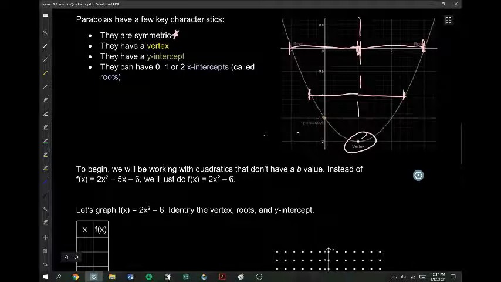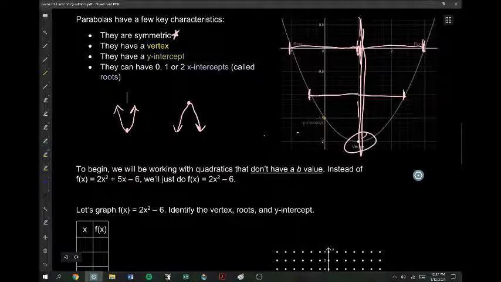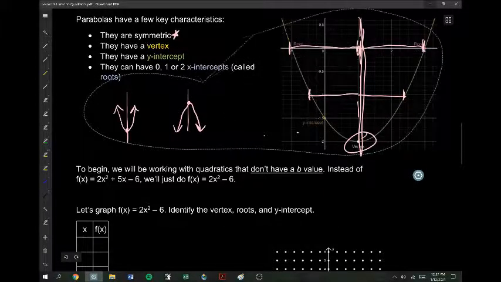We're going to see that some parabolas face down and some parabolas face up. So the vertex is always here or here. And this little line that I drew to show the symmetry always passes through the vertex. We call it the line of symmetry or the axis of symmetry. But I'm not going to worry about that too much just yet. Every parabola is symmetric and every parabola has a vertex.